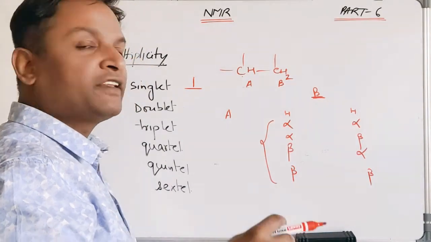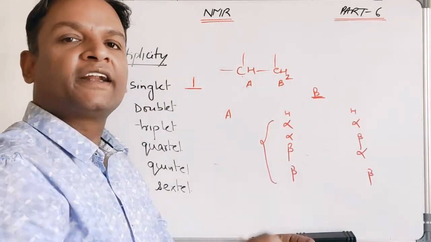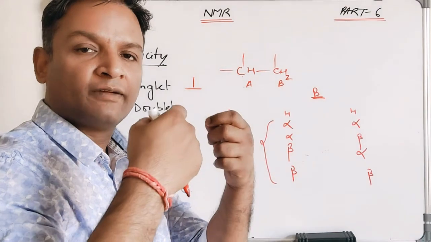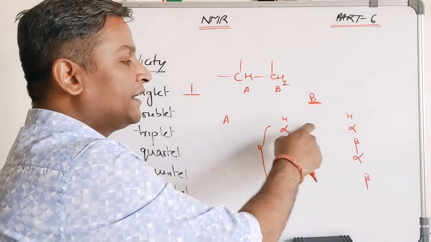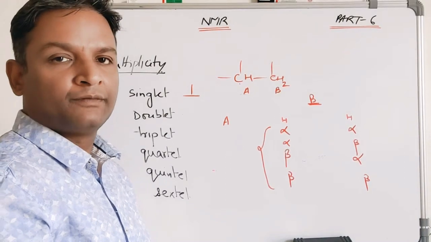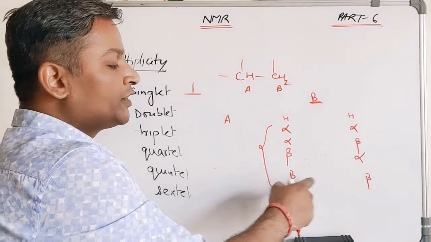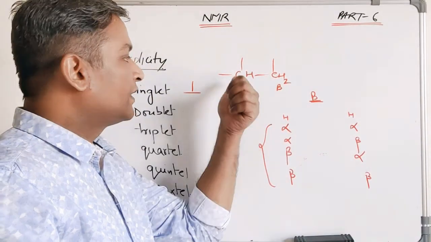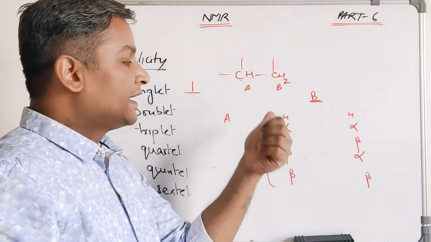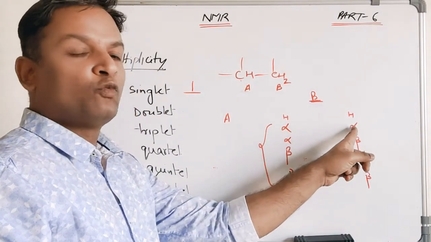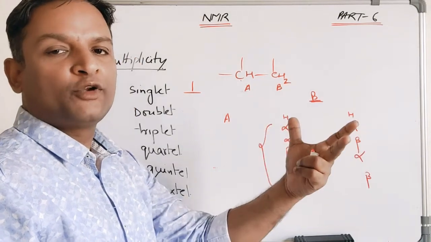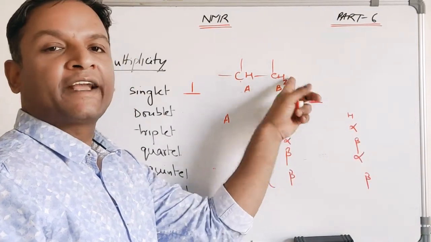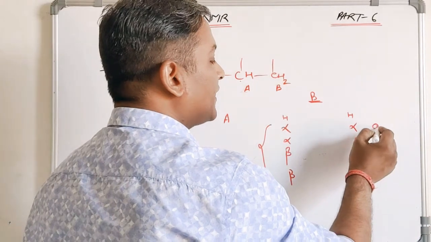So of these possibilities, as we can see here, alpha alpha and beta beta are the two extreme environment possibilities where both are in alignment. When it is in alignment, the strongest field will be observed. If they are in alpha alpha, a strong field will be observed by proton A, because both of them are in alignment with the external magnetic field.